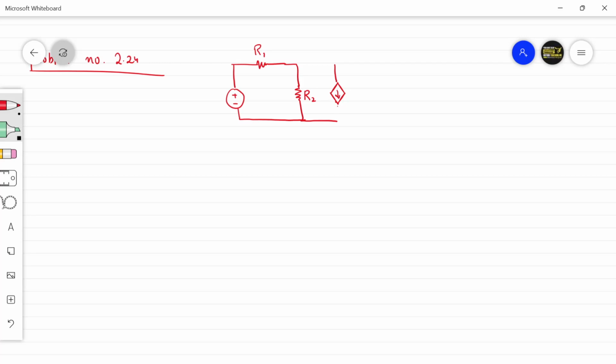We have a dependable current source here. You have a resistance R3, you have a resistance R4. So there is no connection here. Fine, there is no connection here. So this is equal to alpha I naught.